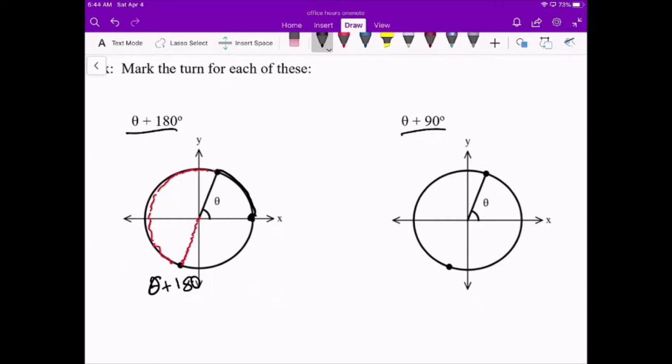Theta plus 90 degrees, same idea. We've already turned this much, and now we need to keep going another 90 degrees. So it might be helpful to mark 90 degrees. So here, there is my 90-degree angle. So the red is another 90-degree turn, and theta plus 90 would be right here. And again, the original theta, and then the red is the additional 90-degree turn.